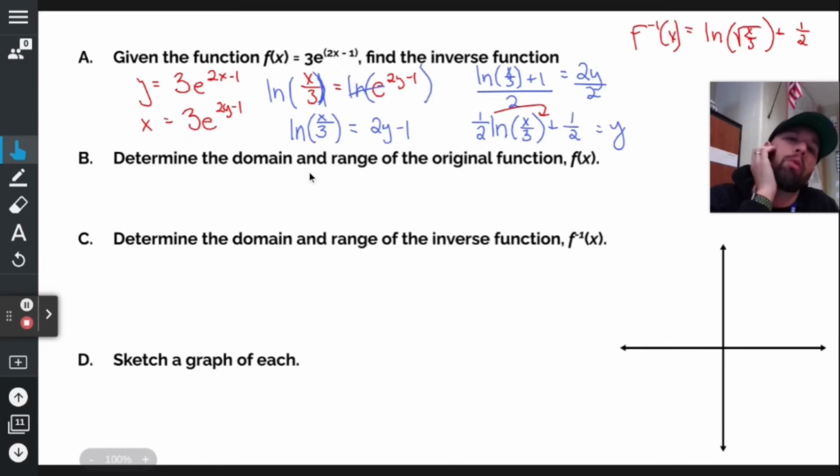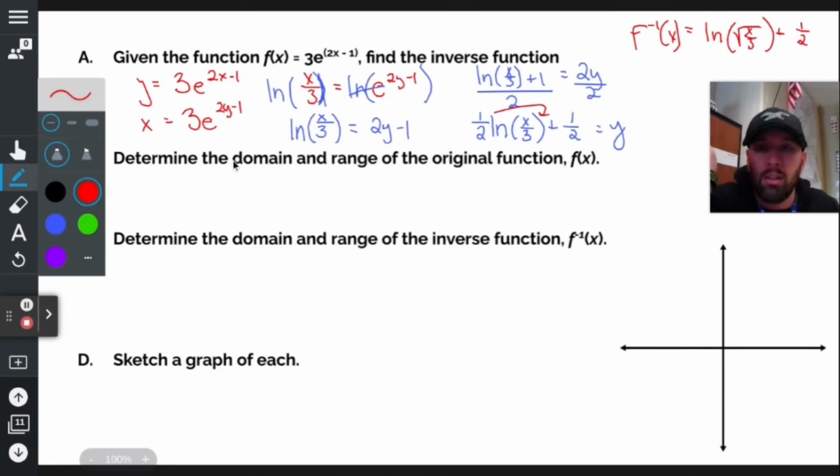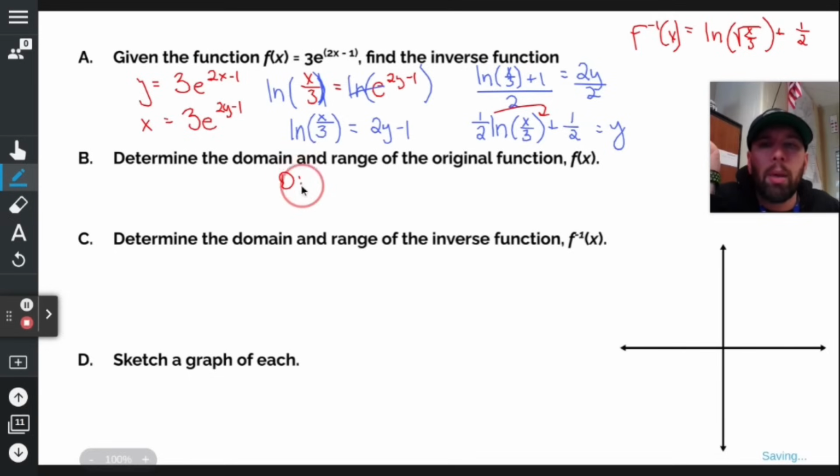Determine the domain and the range of the original function. Well, what am I allowed to plug in? Again, I'm allowed to plug in any number I want as long as it's not negative. So that's not going to change anytime soon. I can't plug in a negative inside of a square root too. So my domain is not going to change. Okay, so I have a domain of negative infinity to positive infinity.